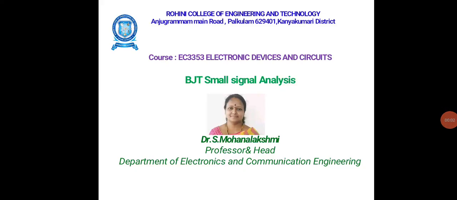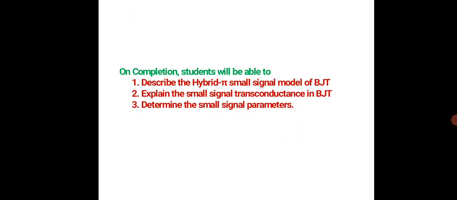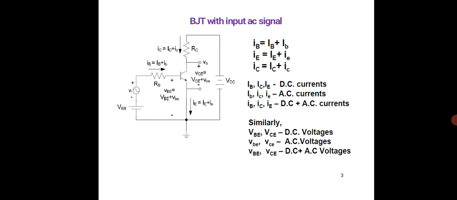Okay, in this video lecture, we will be seeing about the BJT small signal analysis. So we have the small signal model and what is the analysis of it. On completion, you will be able to describe the hybrid pi small signal model for BJT, explain the parameter transconductance, and determine the small signal parameters.